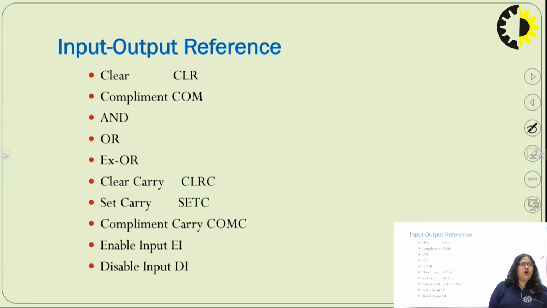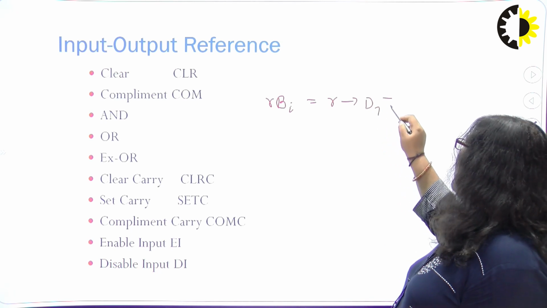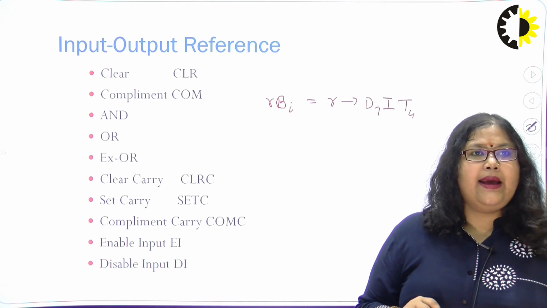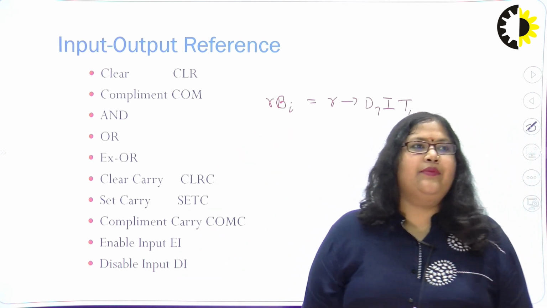Now these are the input output reference instructions. It is basically R, B, I, but R is equal to D7 I T4. This is I, R in the input output reference instruction, and these are the basic input output reference instructions.